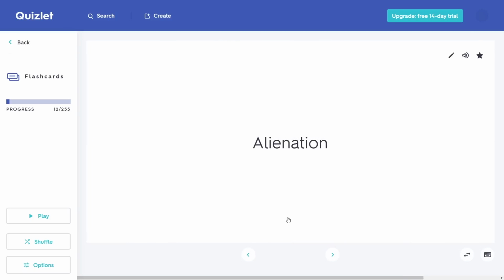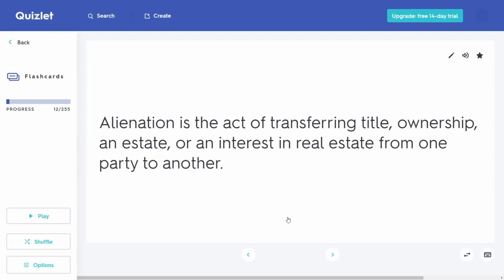All right, next one is alienation. Okay, here we go. Think that one over. Okay, did you guys get it? Hopefully. So, alienation is the act of transferring title, ownership, an estate, or an interest in real estate from one party to another. That is the basic definition for alienation. It just basically means transferring ownership.